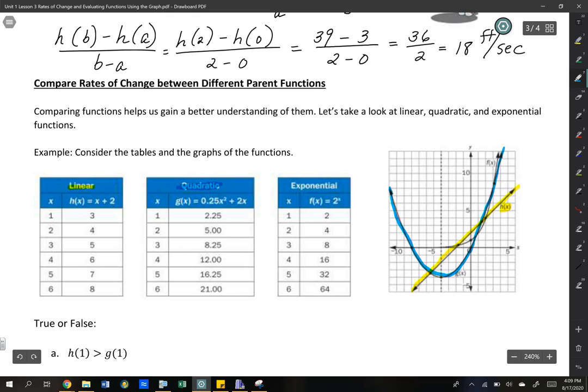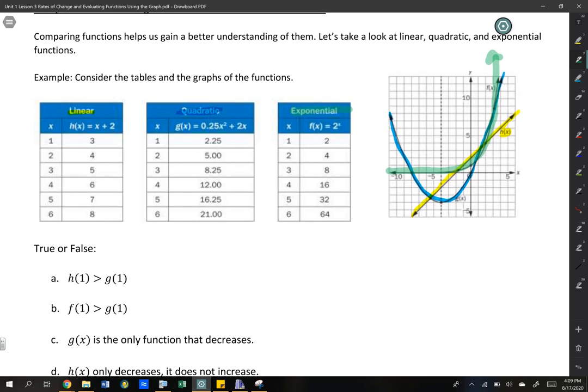They all start to kind of look like the same graph. And then we have the exponential, which I'll do in green. So we've got our exponential graph. Okay. So we're going to answer some questions about these just to compare them.